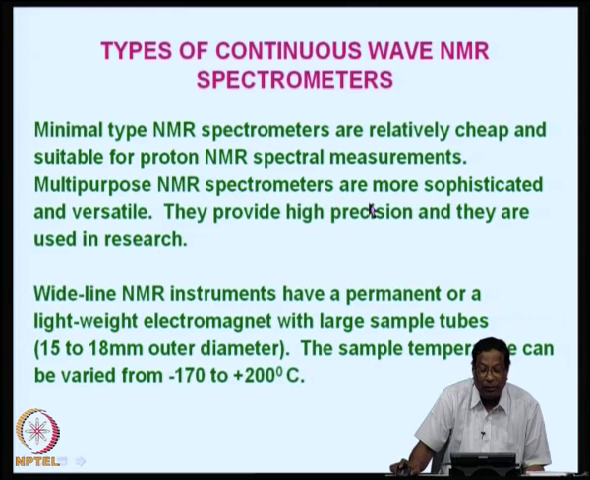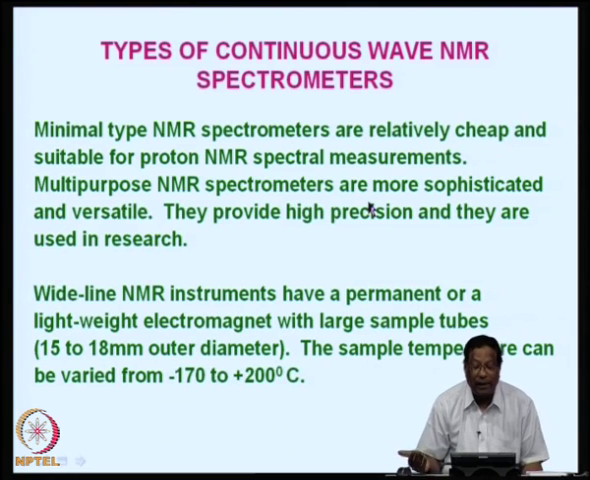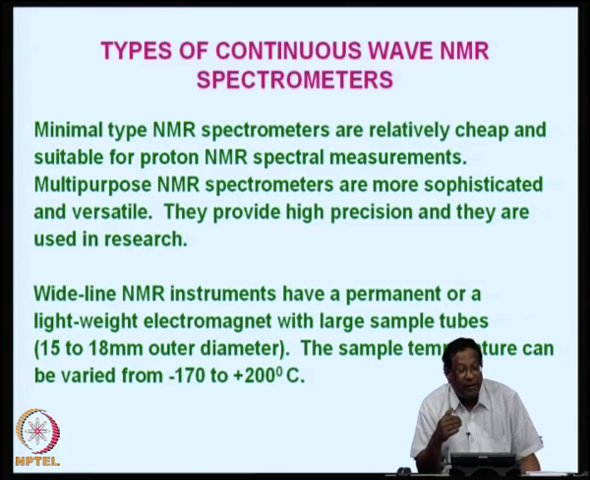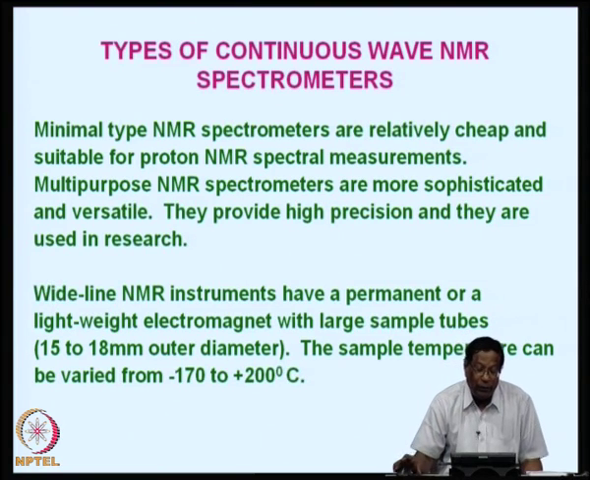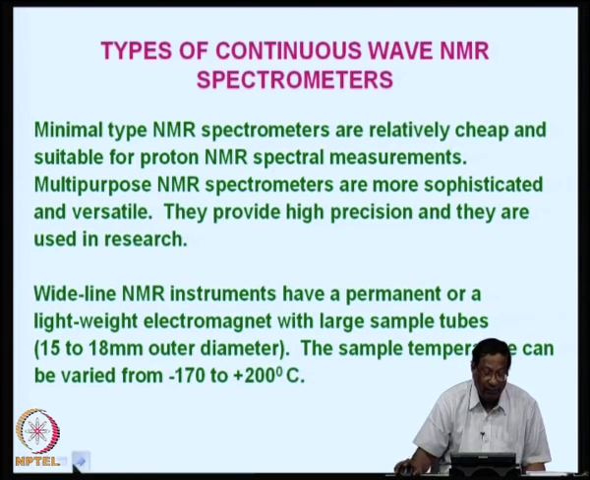Multi-purpose NMR spectrometers are a more sophisticated line and they are versatile. They provide high precision and they are used in research. Wide line NMR spectrometers have a permanent or a lightweight electromagnet with large sample tubes, and the sample temperature can be varied from -170 to 200 degree centigrade.